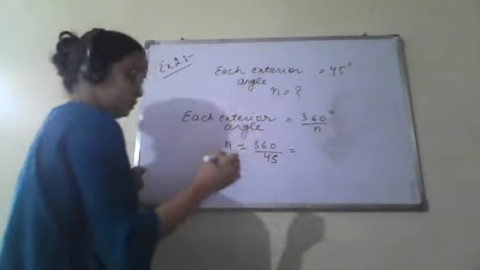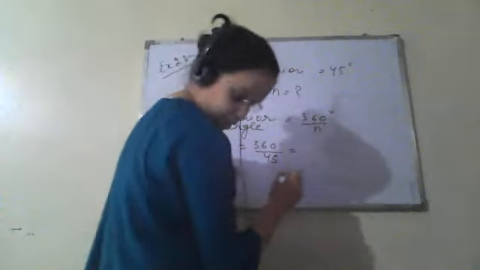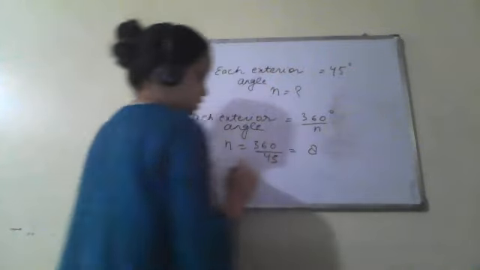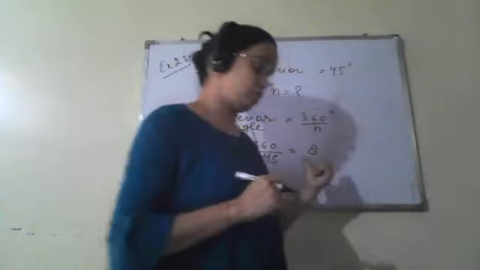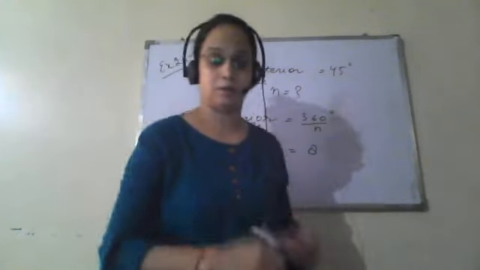It comes out to be 8. So there are 8 sides, and that polygon will be an octagon.